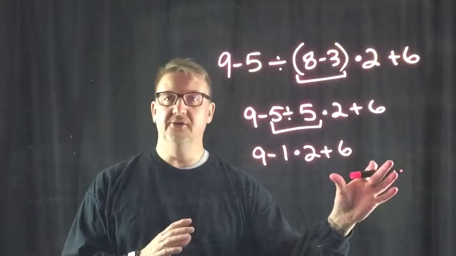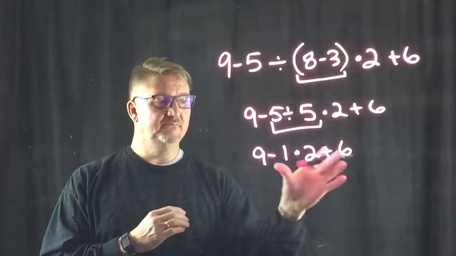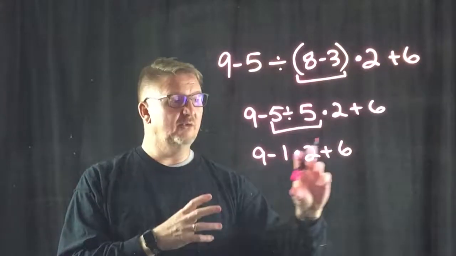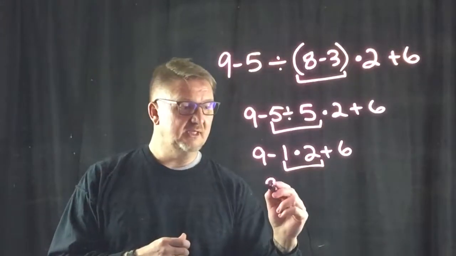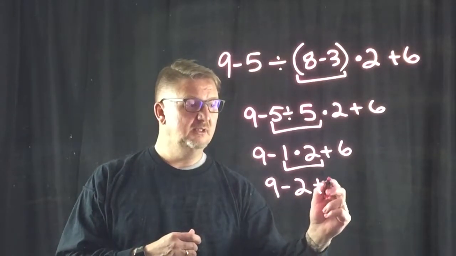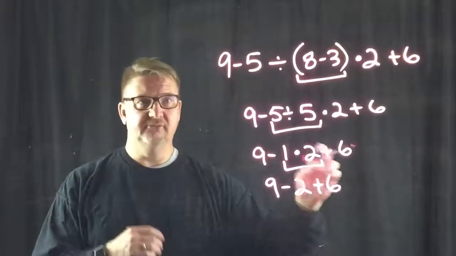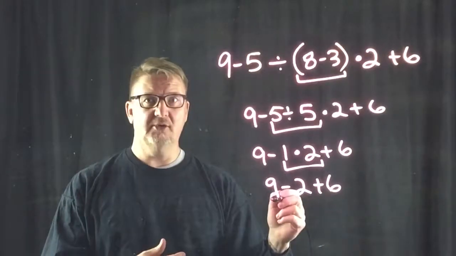Now, brand new expression. I want to find my order of operations. I'm looking for parentheses. I don't have any. I'm looking for multiplication and division. Well, I have multiplication. So I keep my 9 minus. 1 times 2 is 2 plus 6. Brand new expression. Follow the order of operations. No parentheses. No multiplication or division.